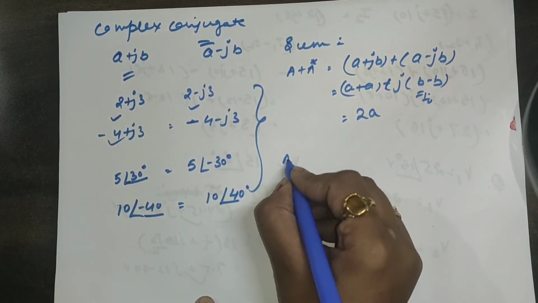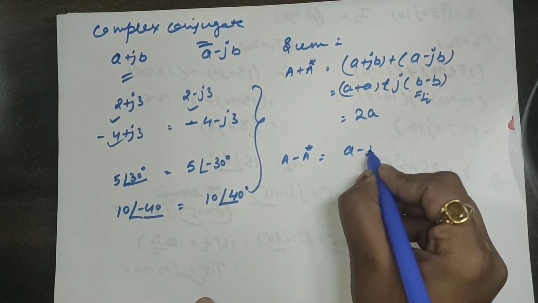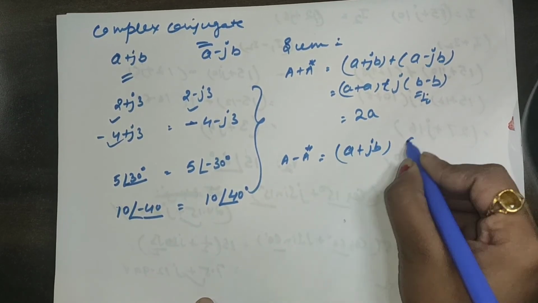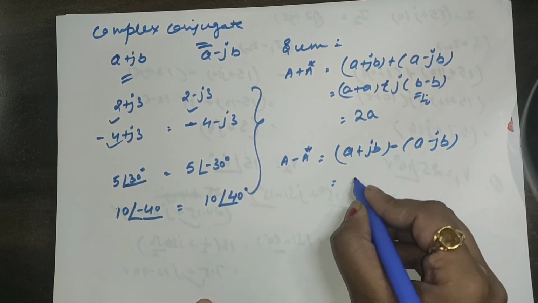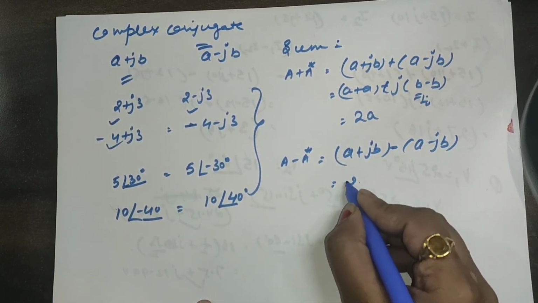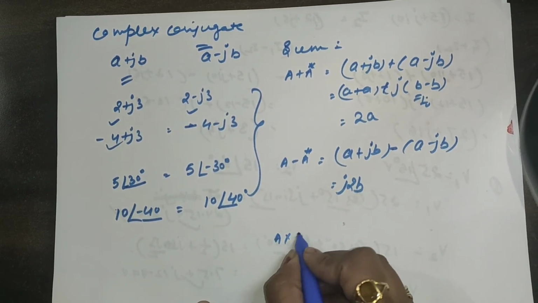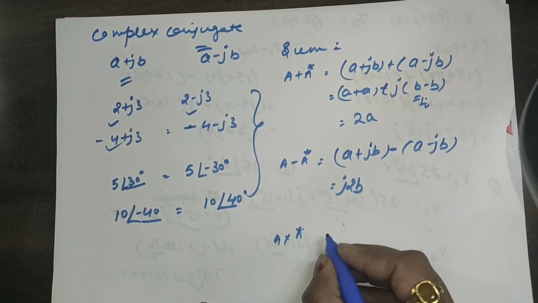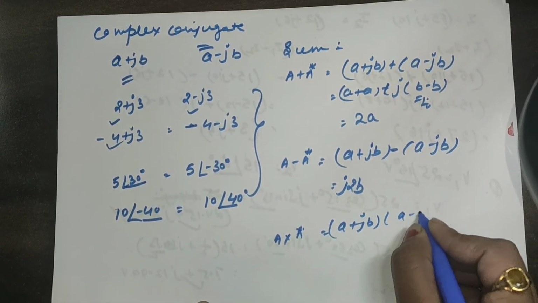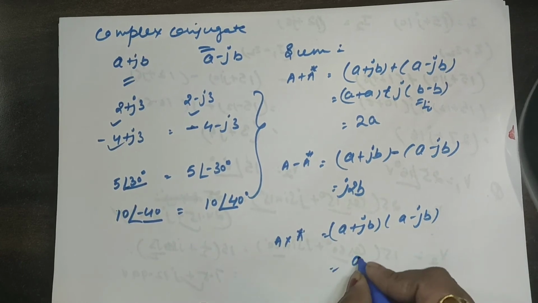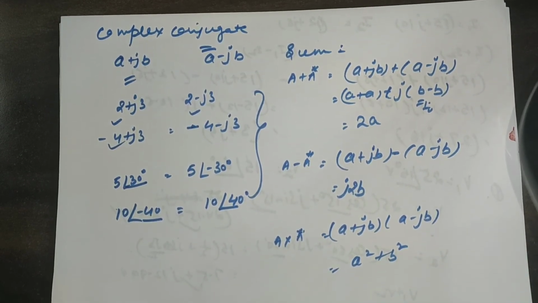Now a minus its complex conjugate, that will be a plus j beta minus a minus j beta, which is 2jb. And the multiplication of a complex number with its conjugate, that will be a plus j beta into a minus j beta, which is a square plus b square. So this is your complex conjugate.